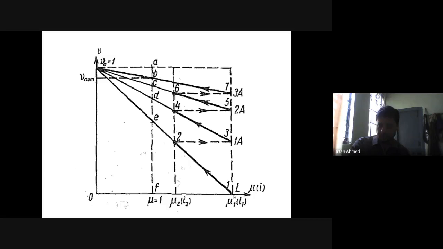Now from this point, what happens? The motor speed starts increasing. This was the operating point initially, and the operating point starts moving along the motor speed-torque characteristic till it reaches point 2. Your motor speed increases to such an extent that your back EMF increases to such an extent that your armature current reduces to I2. Is this clear?